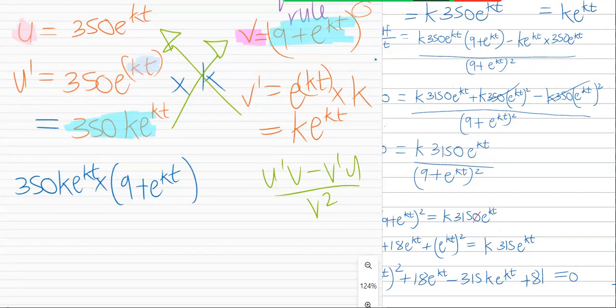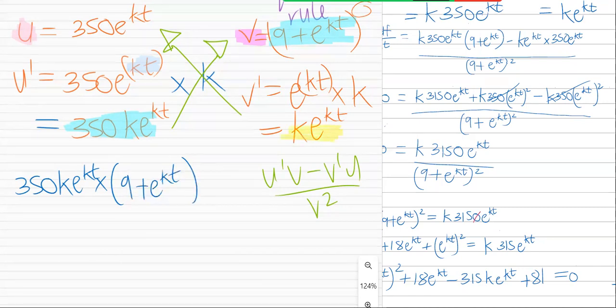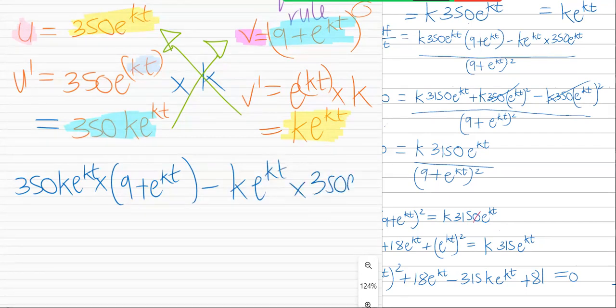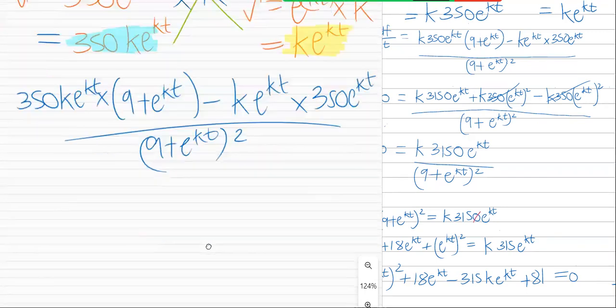So that was u dash v, and then we minus v dash u. So v dash u is from here to here. Oops, sorry, that's from here to here. So v dash u, so minus, let me make space, k e^(kt) times by 350 e^(kt). And all of this is divided by v squared, so 9 plus e^(kt) squared. Okay, we take it from there. That's the quotient rule applied.